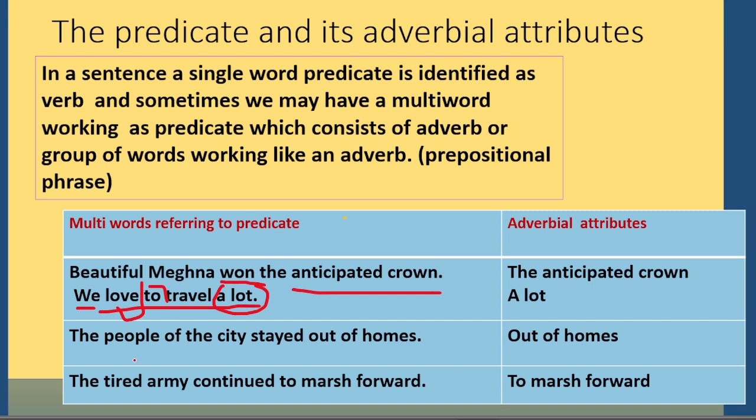Okay, let us see the next sentence. The people of the city stayed out of homes. So here we're talking about the people, from where? Of the city. But this part is the predicate here. So here, stayed out of homes. So this is the main verb here, stayed. And this other part, out of homes, is qualifying the verb stayed. So here the adverbial attribute is out of homes.